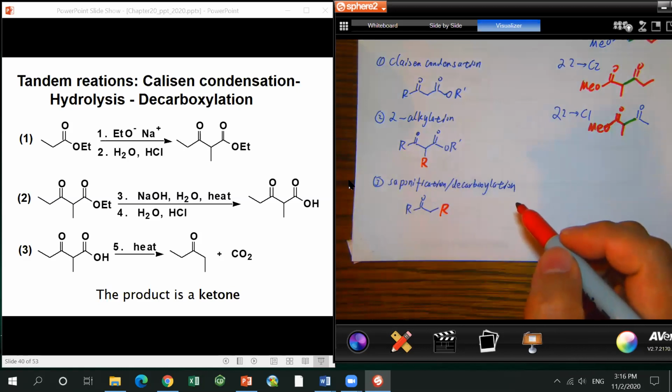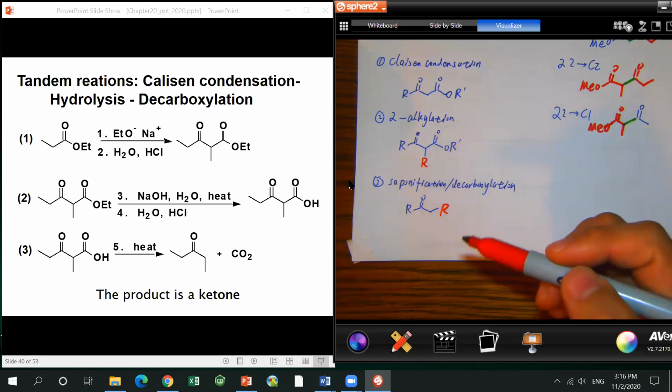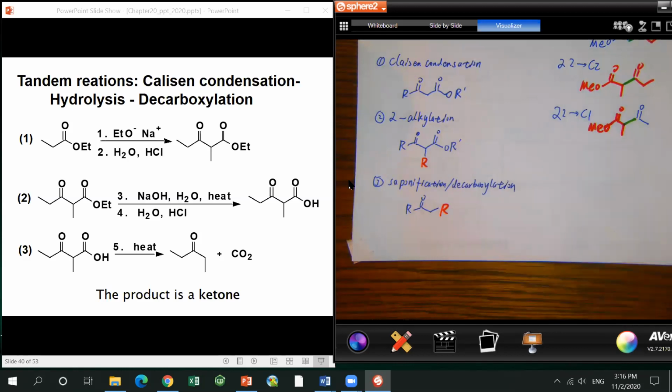It's different from acetoacetic ester, where you can only make methyl ketones. But with this one, pretty much any ketone. And then here's some examples.